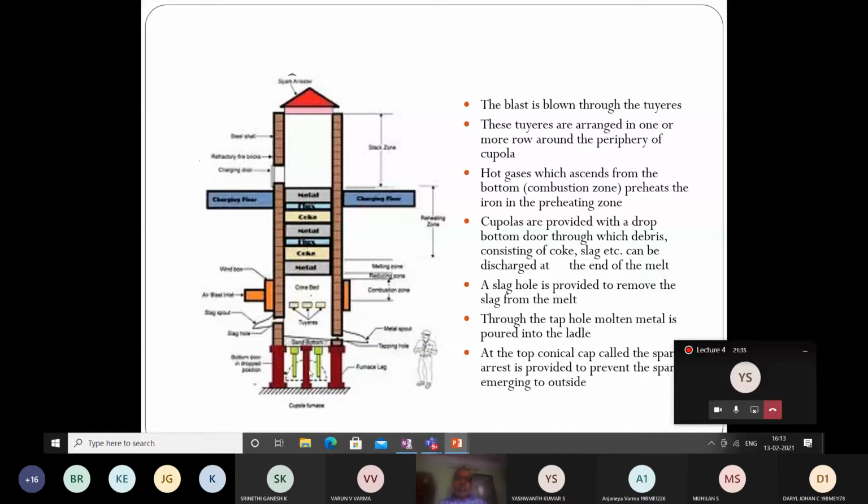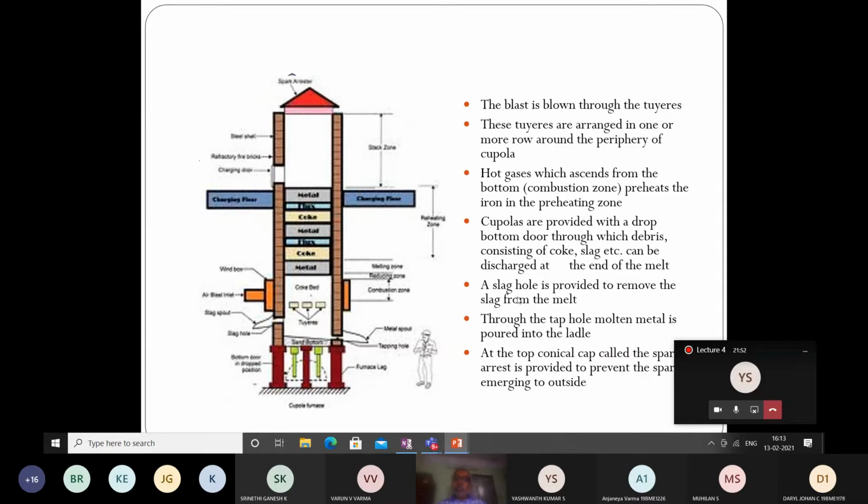So in the bottom there will be a provision. That is called the drop bottom door. So this is the provision, the drop bottom door. We can remove it and take all of them out. Once again we can install it, and then we can go for the next melting.